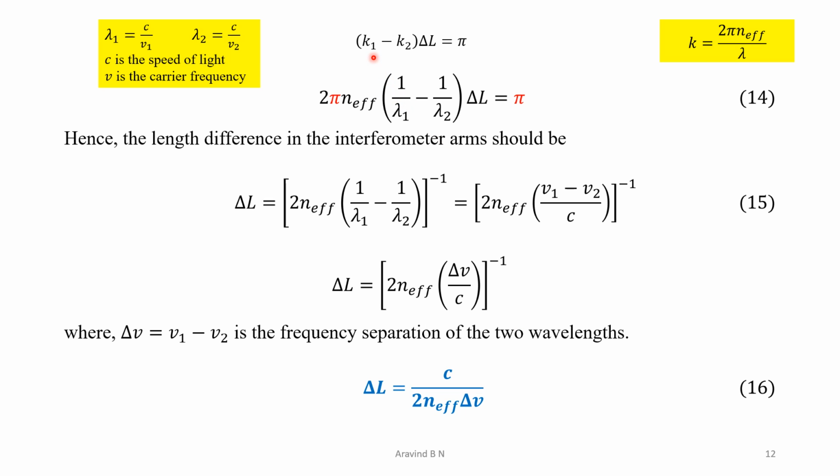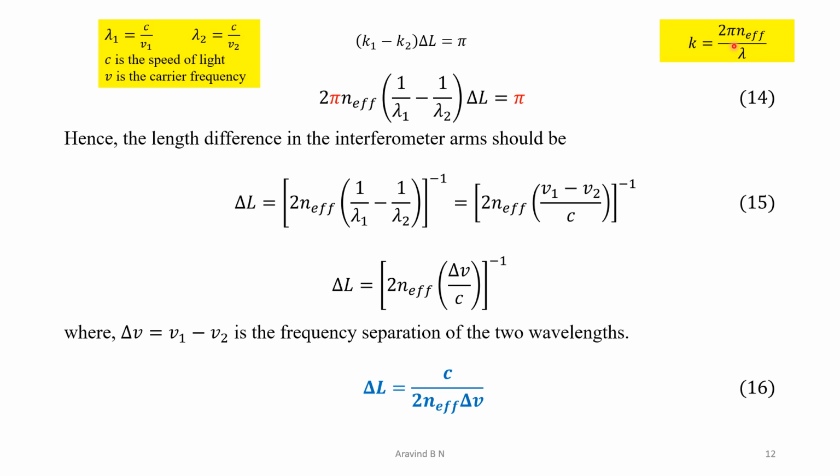Now in the previous step we have got this expression, so taking this expression to the next level. For K, we have identified a value at the beginning itself, that is K is equal to 2 pi n effective divided by lambda. Now if we take this expression for K1, it becomes K1 is equal to 2 pi n effective divided by lambda 1. Similarly for K2, it becomes K2 is equal to 2 pi n effective divided by lambda 2.